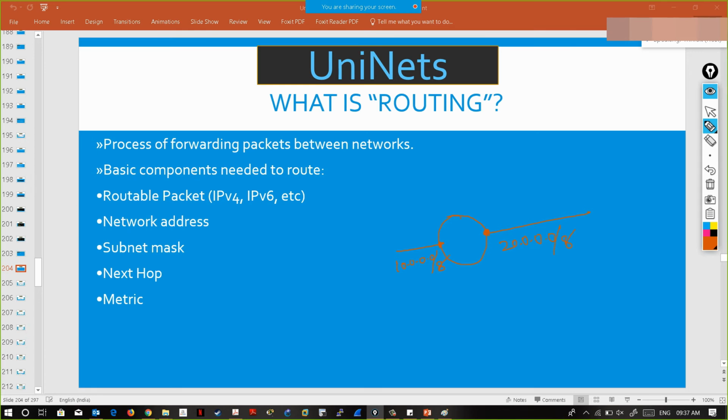Next hop: a packet has come with source of 10.1 and destination of 30. Now my router has that destination network ID 30.1 in its routing table, but along with it, it needs a next hop. That is, the router knows I have this network, I know the 30 network, but in order to go to the 30 network, where should I forward this packet? You're getting my concern, right?